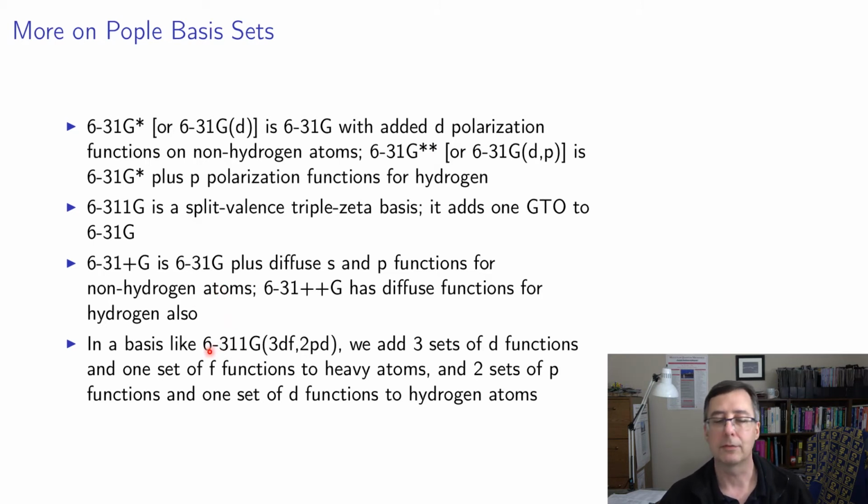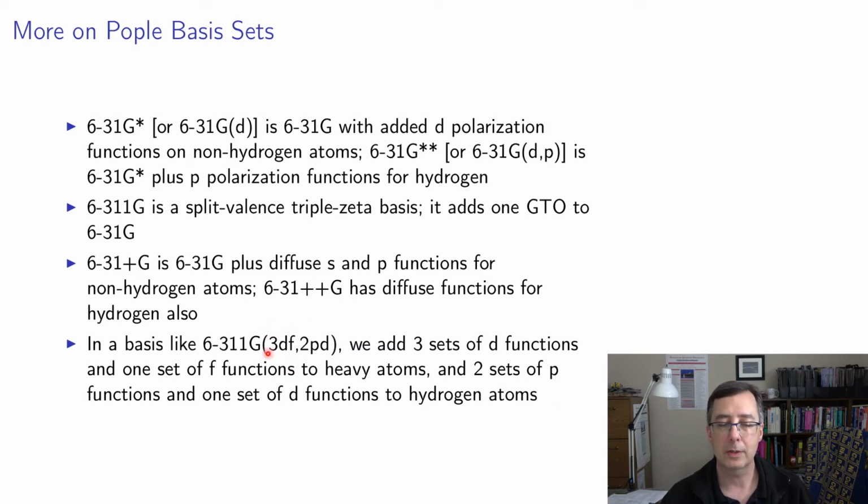Sometimes you'll see something like this, 6311G(3df,2pd). What is that? The stuff in parentheses here, again, like it was up here, is the polarization functions. So this would be a triple split valence, triple zeta basis set, where the core is described by 6 primitive Gaussians, but giving me 1 contracted Gaussian type function. Then I would have 3 functions describing the valence. One of them is a contracted Gaussian type function made out of 3 primitives, and then the other 2 are just primitive Gaussians. And then on top of that I add these polarization functions.